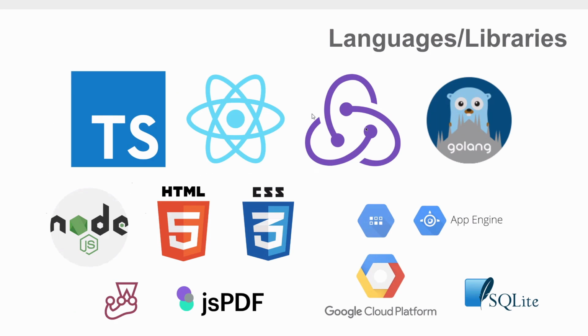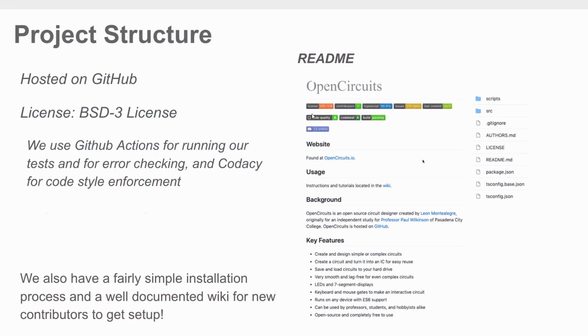So for our tech stack, it is mostly TypeScript, and the recently added React. We use Sass for styling, Redux for state management, and Golang for our backend, and we host the project using Google Cloud Platform. In terms of project structure, we use GitHub, and we have the BSD3 license. We use GitHub Actions for automated testing and PR checking, and Codacy for code style enforcement. We used to use GitHub Wiki for guides and documentation, but we finally just published a documentation site, which we'll talk about later.